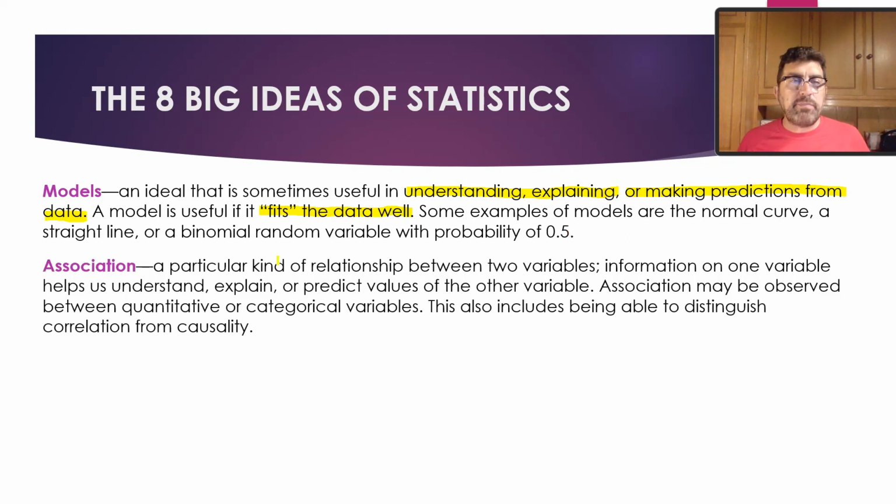Then another big idea is association. A particular kind of relationship between two variables. Information in one variable helps us understand, explain, or predict values of the other variable. So we see how the one variable behaves, and it helps us understand the second variable.